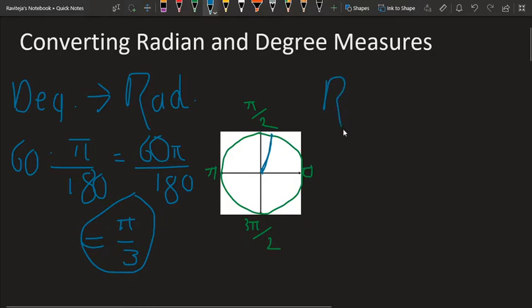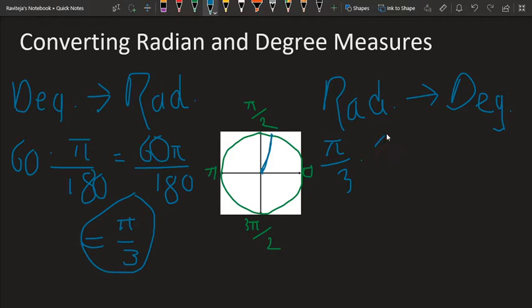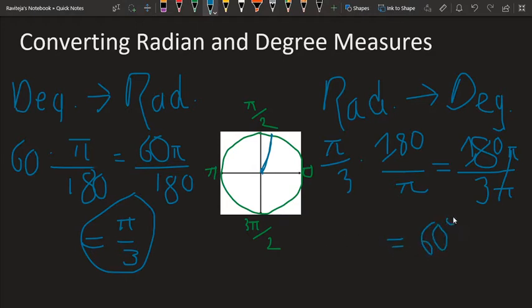Well, it's the exact opposite of converting from degrees to radians. So to convert from radians to degrees, and let's say in the beginning we were given a radian measure of pi over 3 instead of 60 degrees, we would take pi over 3, and now instead of pi over 180 we'd multiply that by 180 over pi. And if we follow this throughout, we get 180 pi over 3 pi. These two pi's cancel out, and then 180 over 3 can be simplified to 60, which means we end up with an answer of 60 degrees.